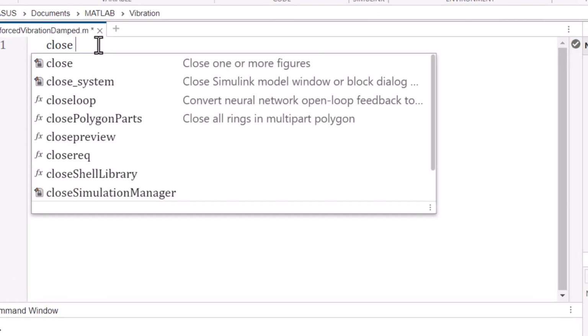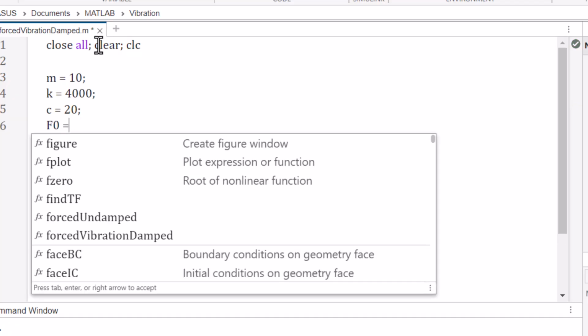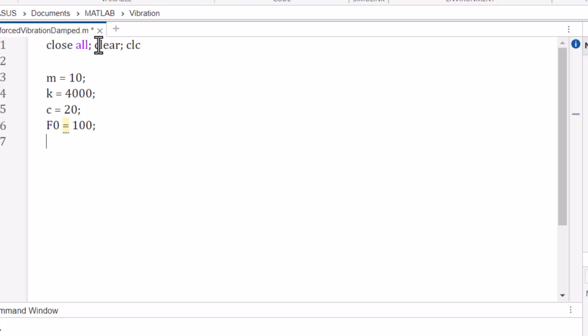I go to MATLAB, and as always, I start with close all, clear, clc. Next, I have to define the parameters of the system. So I take m to be 10 kilograms, k to be 4,000 newtons per meter. I take c to be 20 newton second per meter. I take F naught to be 100 newtons. And I also take the frequency of the external force to be 10 radians per second.